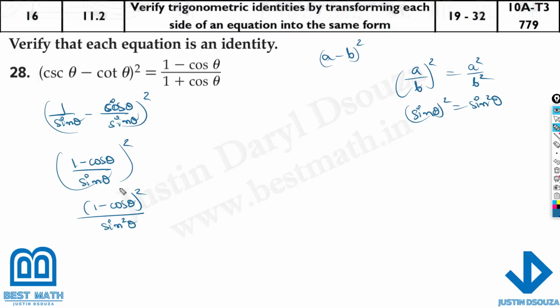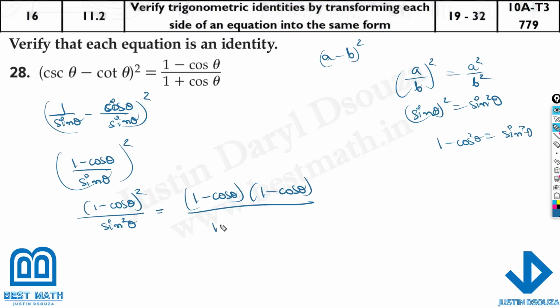Now, on the right side we need 1 minus cosine theta. Okay, this is good. What we can do is split this out. What I'm doing is 1 minus cosine theta whole square means it's 2 times, isn't it? Again, I'll write 1 minus cosine theta divided by sine square theta. But look, I need cosine only. So from the Pythagorean identity, I can write 1 minus cos square theta is equal to sine square theta. So I'll write 1 minus cos square theta.